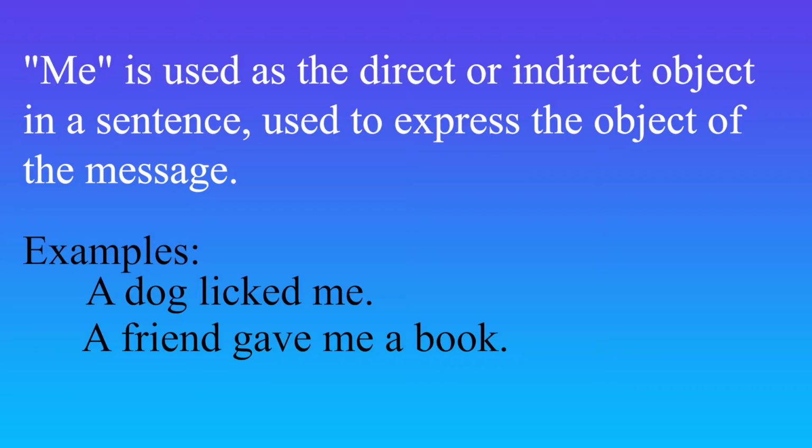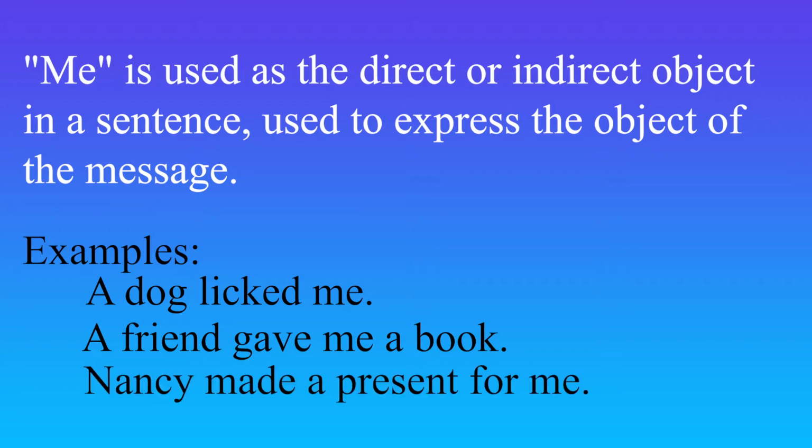Indirect objects are often sandwiched between a verb and its direct object to indicate who is benefiting from the action. And the last example is, Nancy made a present for me. In this sentence, me is the object of the preposition for. This sentence conveys the same meaning as the previous one, but it's constructed a bit differently.